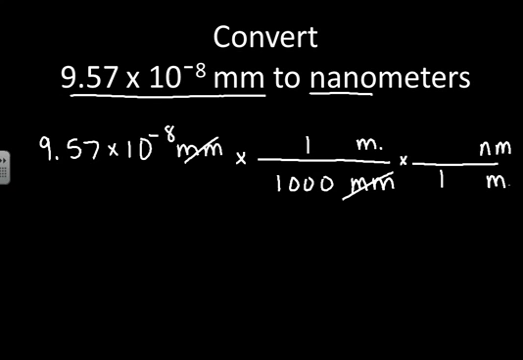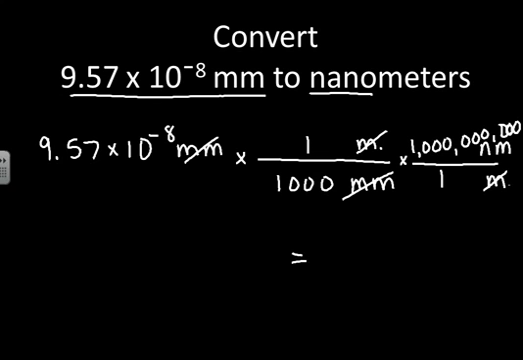1 meter is bigger than 1 nanometer, so the 1 goes next to the meter. On the top, nano means a billion, so that's a 1 followed by 9 zeros. So the meters will cancel. Your math becomes 9.57 times 10 to the negative 8, divided by 1,000, hit your equal sign, and then multiply that number by 1 billion.